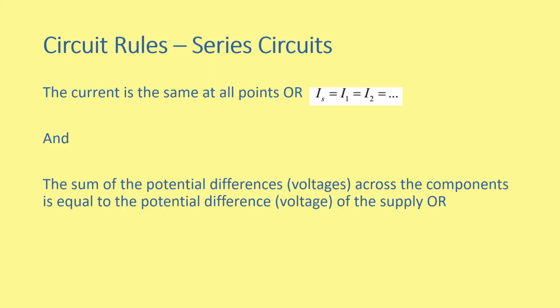We also have that the sum of the potential differences, that is the voltages across each of the components, is equal to the potential difference, the voltage of the supply, or, again as an equation, Vs is equal to V1 plus V2, and so on.